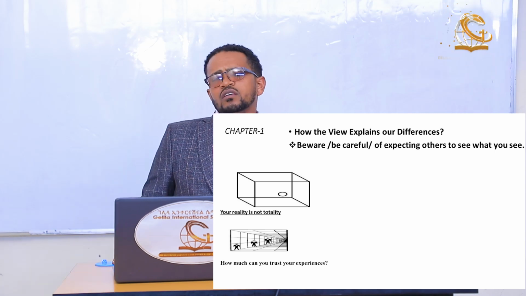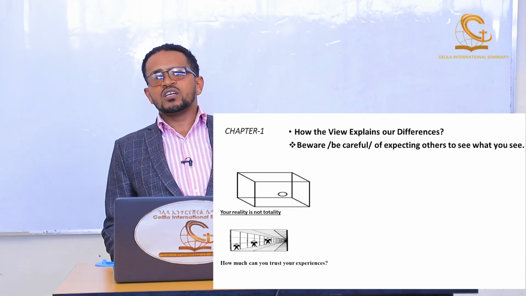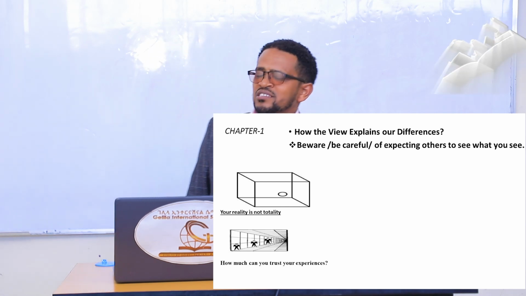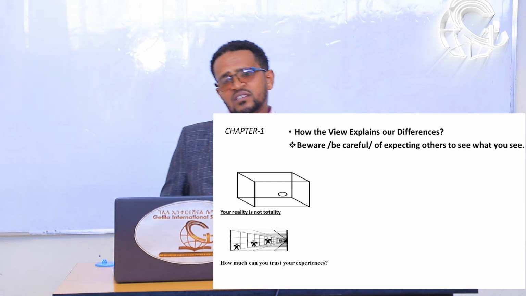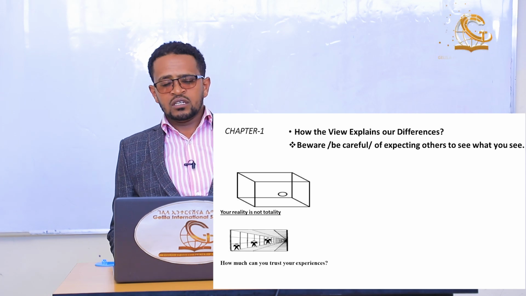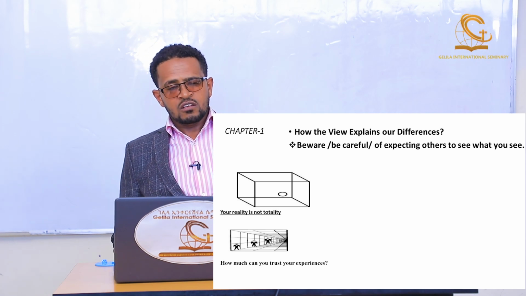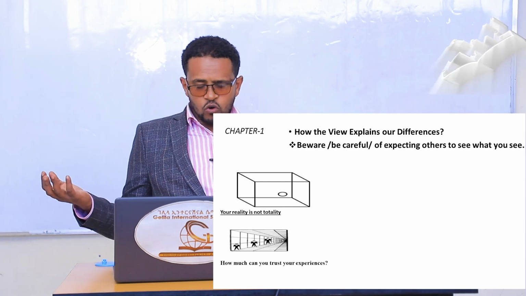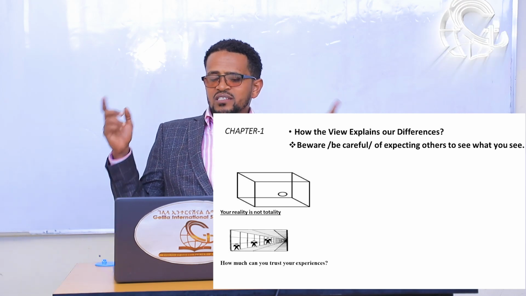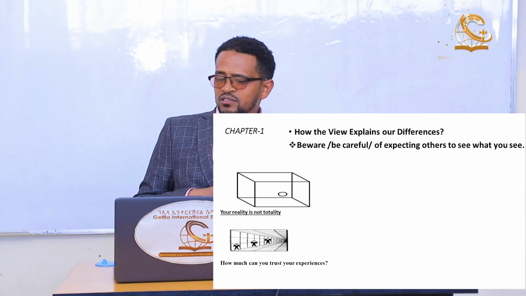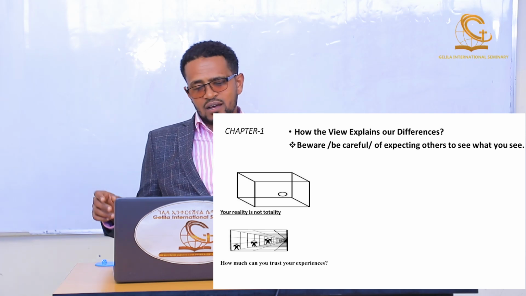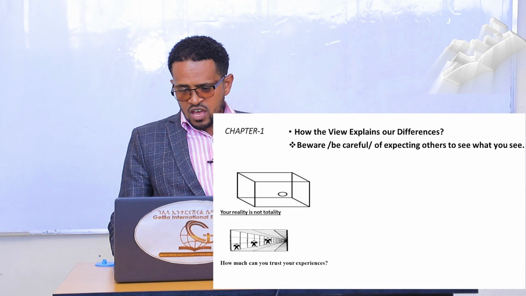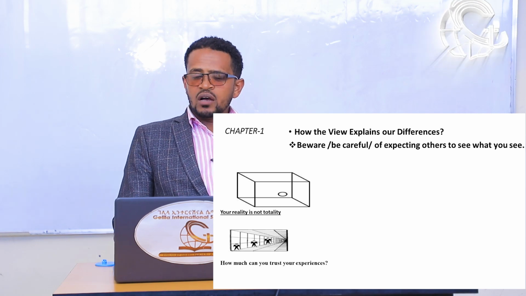This is another way the view explains our difference. Your reality, or individualist reality, is not totality. That means it's not the reality of the others or the general. So how much can you trust your experience? This is the question. Your reality is not totality, so be careful of expecting the others to see what you see.